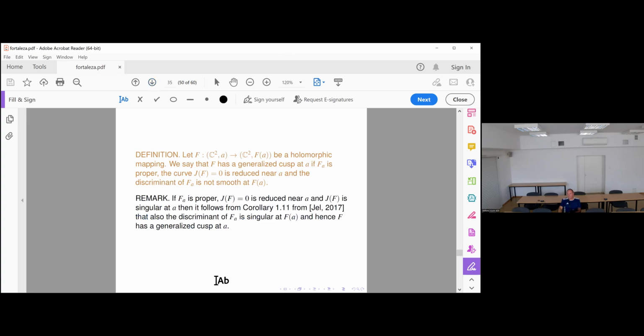And I have a few minutes, so I will also say some facts, because I would like to explain some application of our theorem. Here we can define the notion of generalized cusp in this way: the germ Fa is proper and the critical curve is reduced near A, and the discriminant of Fa is not smooth.